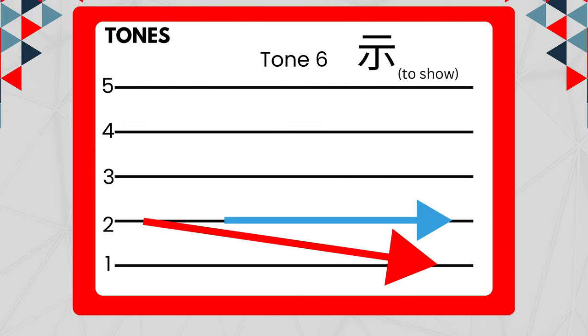Tone 6 may manifest as a low falling tone or a low level tone, depending on dialect. The word si, meaning to show, is an example of a word with this tone. However, si may be more commonly read in the fourth tone, si, in some dialects of Hoklo.